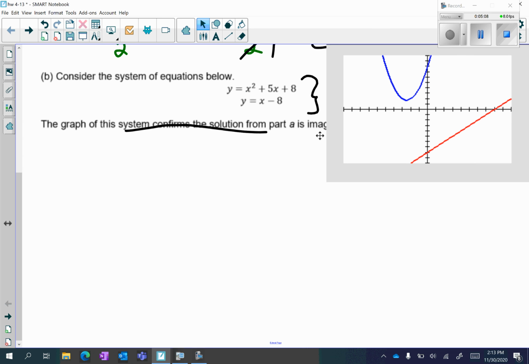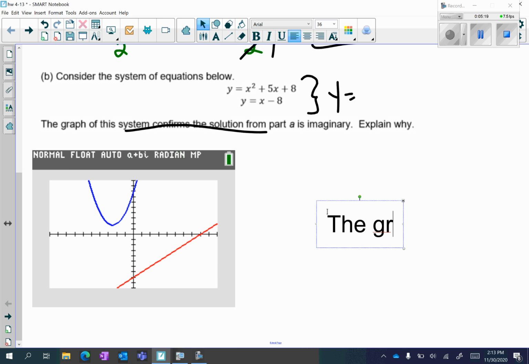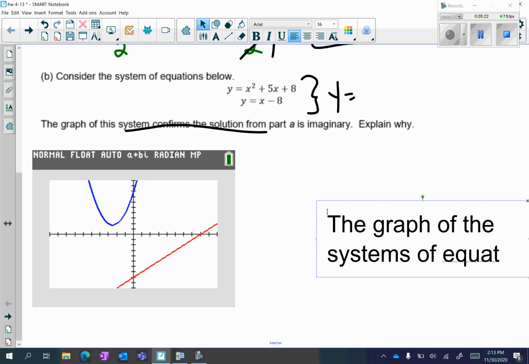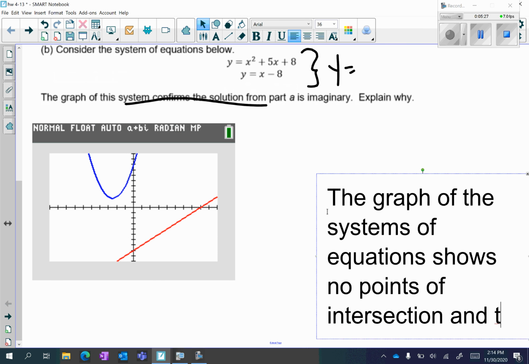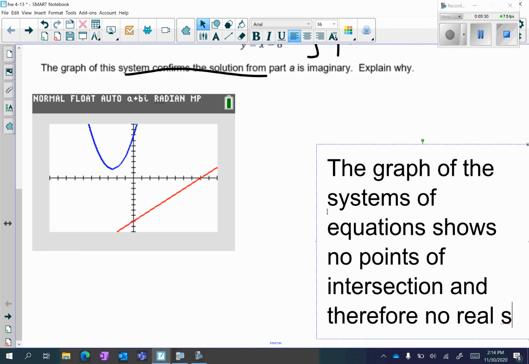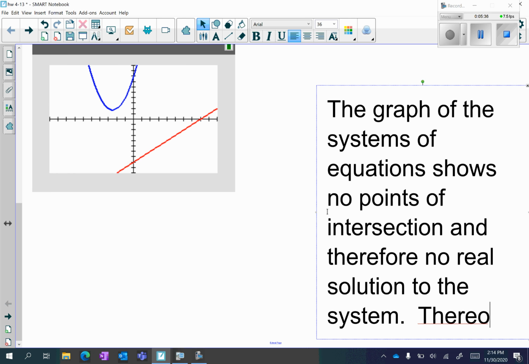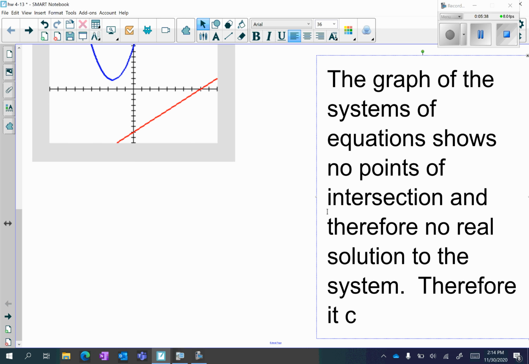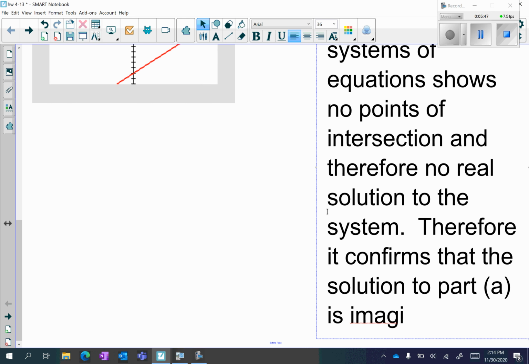What you should see is that there are no points of intersection. And remember that a solution to a system of equations is a point or points of intersection. So the graph of the systems of equations shows no points of intersection, and therefore no real solution to the system. Therefore, it confirms that the solution to part A is imaginary.